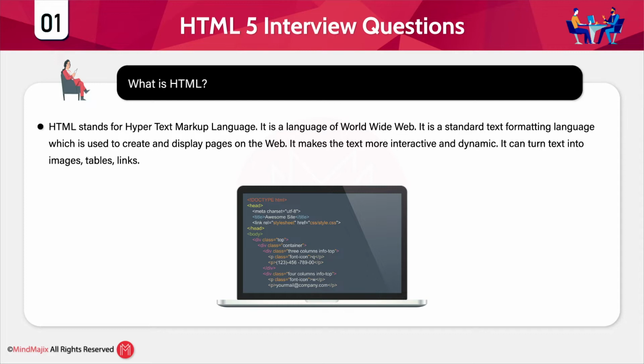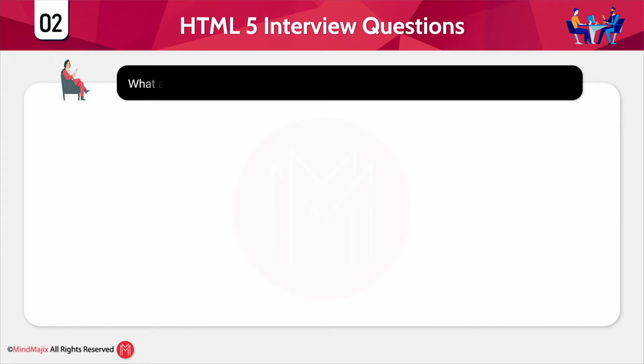That is what, guys. See, it can turn text into images, tables, links, more data. These are all the different things that we can create using HTML. The next question is, what are tags?